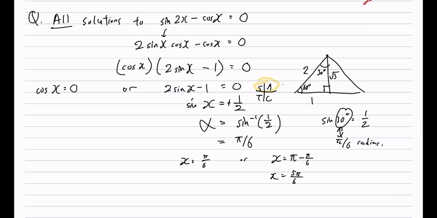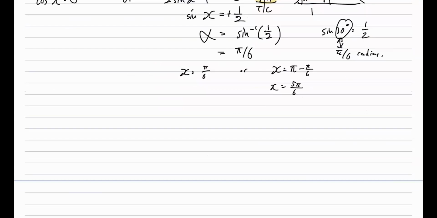Okay, so now let's think about it in terms of a graph. What does sine x equal to half mean? It means that you have y1 equals sine x, you have y2 equals half, and you're drawing the two graphs simultaneously. And at the point of intersections, you look at the x coordinates, that will be your solution. So what do I mean?